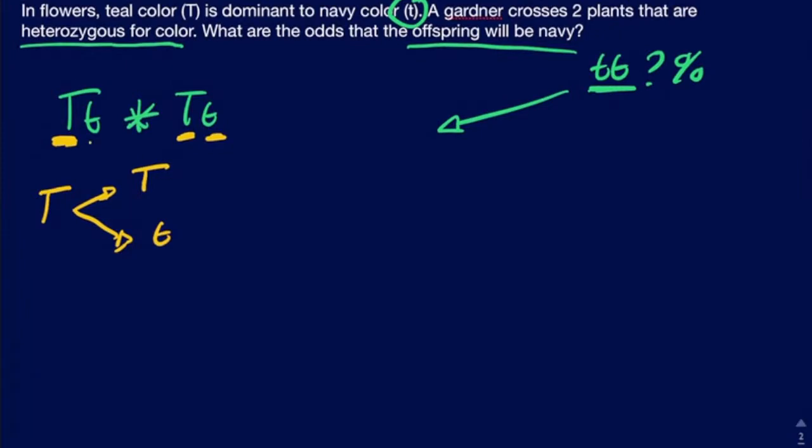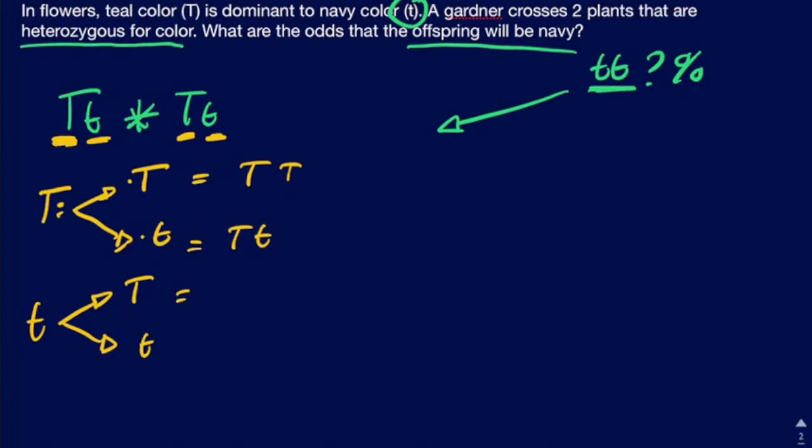If the mom were to give a small copy of the T gene, what could the dad give? The dad could give a big copy or a little copy. And let's do that math. We multiply the big T, you get two big T's, big T, little t. We get big T, little t, and then little t, big T, and then little t, little t.